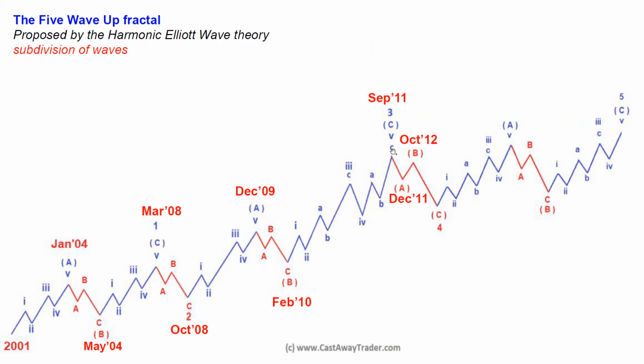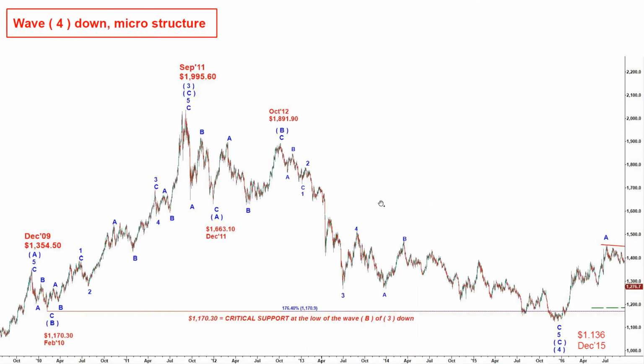So we are here, we got parenthesis A down, parenthesis B up, and now we should get the strongest part of the decline in wave parenthesis C of 4. And this is what we got, ABC of 1, 2, and this is clearly wave 3, wave 4, ABC, and the final push in the 5th wave. Together we got a completed corrective structure, A down, B up, and C down, which is a corrective wave 4 down.